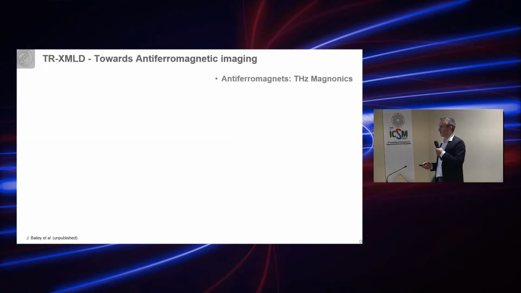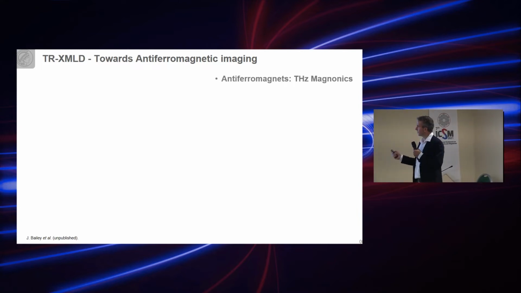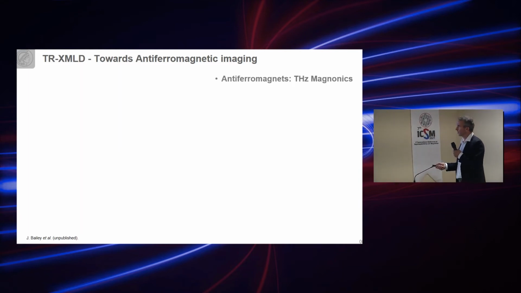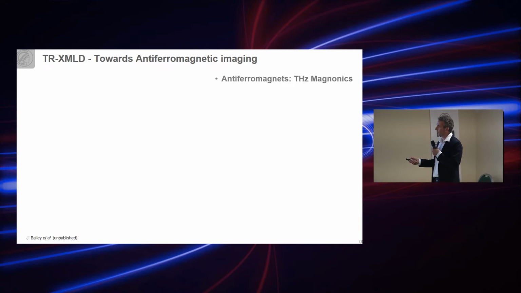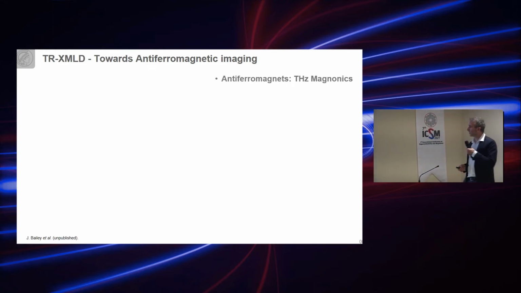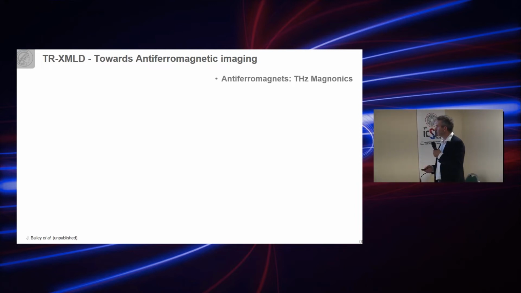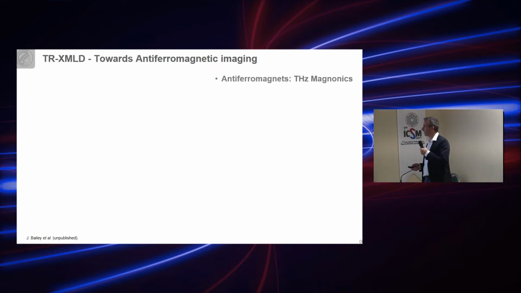And as the last example, so this was all using X-ray magnetic circular dichroism, so that's probing the magnetization. We can also try to use linear dichroism to probe antiferromagnetic materials which don't have any net magnetization. That would lead to the field of terahertz magnonics, which could also mean much faster processing speeds if applied, and at the same time antiferromagnets are very insusceptible to external magnetic fields, which can be good for memory devices, or can also be a drawback.